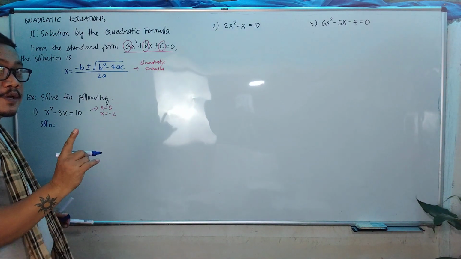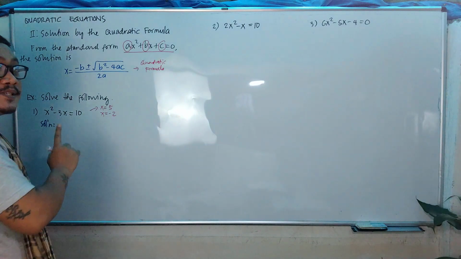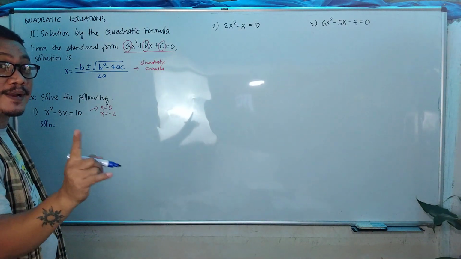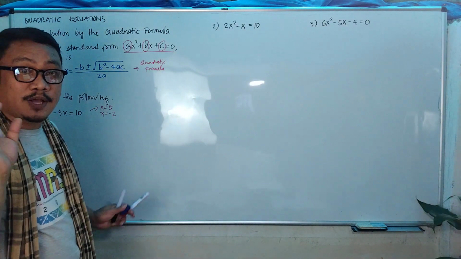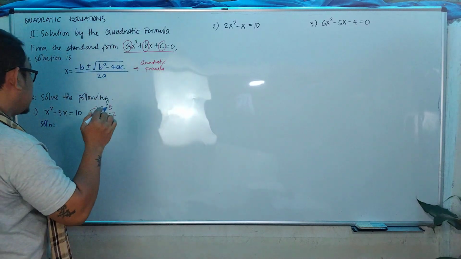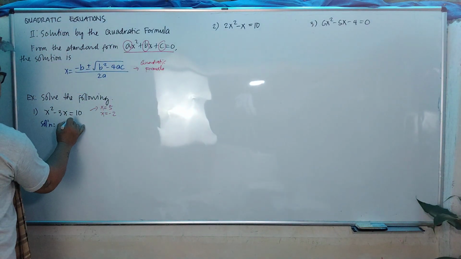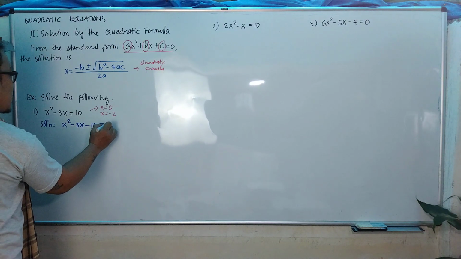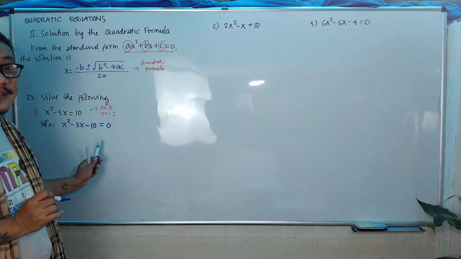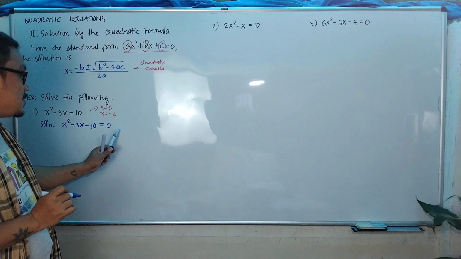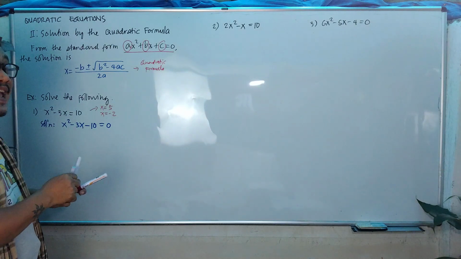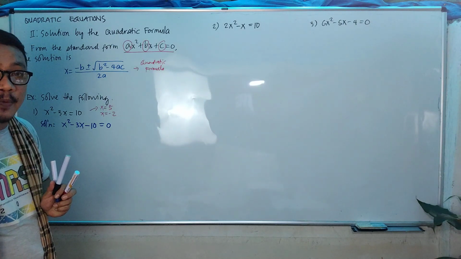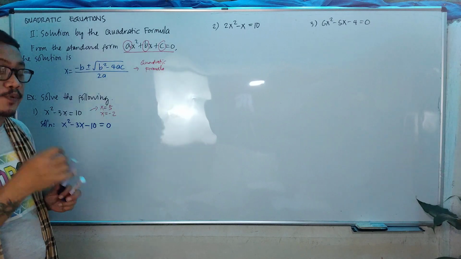Okay, first here, we need to rewrite this equation to its standard form. I-write daw nato, dapat equal daw to 0 si right side sa equation. So this becomes x squared minus 3x minus 10 is equal to 0. So, nana siya sa standard form niya. No? Kay 0 naman yung right side. Then, identify din nato what is the value of our a, our b, and our c.